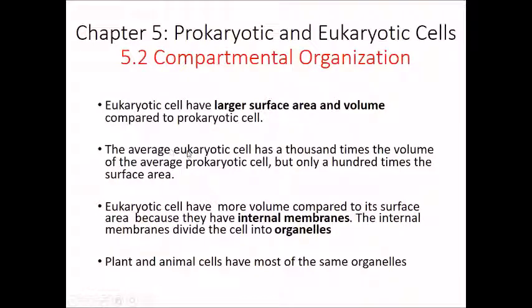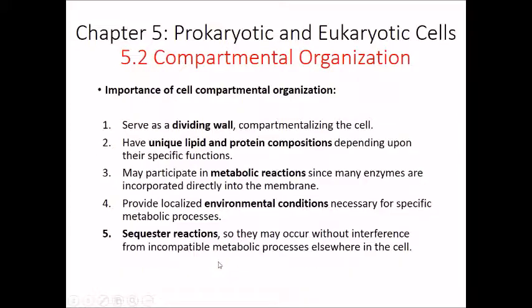The average eukaryotic cell has 1,000 times the volume of the average prokaryotic cell. It's about 100 times the surface area. And eukaryotic cells have more volume compared to their surface area because they have internal membranes. This internal membrane refers to the membranes of the organelles. Plant and animal cells have most of the cell's organelles.